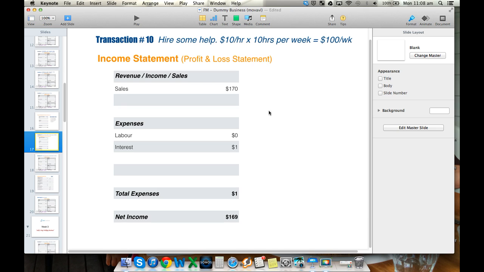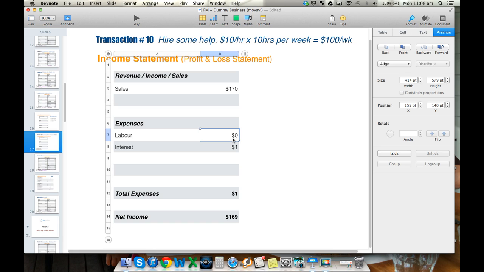Okay, so you can see we've got the labor line here, and we know the labor is $100 a week, so we just enter 100 in the labor costs. So our total expense goes up to now $101 when we add labor and interest together. And again, net income is sales minus expenses equals $69. So let's take a look at how that gets reflected on the balance sheet.